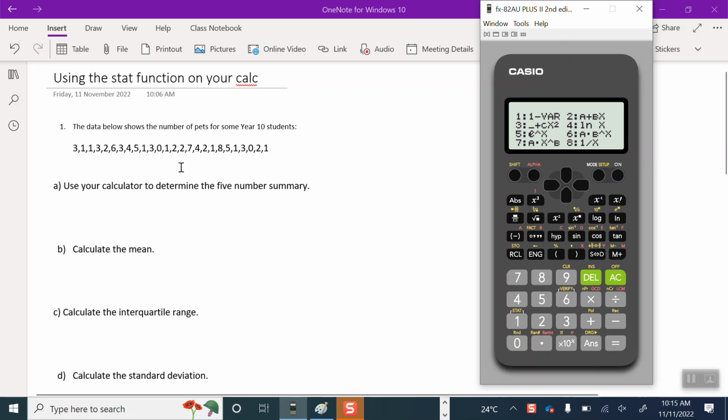Now, this is univariate data. We're only using one variable, so the number of pets, that's the only variable that we have. So one variable is 1. And now it's just a matter of entering them all in, 3 and then equals, 1 equals, and so on and so forth. I'm just going to do it a bit quicker using my keyboard.